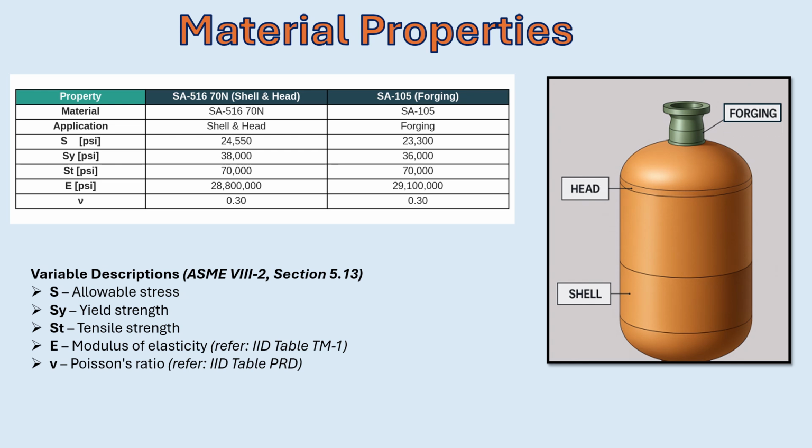Before starting, let's define the material properties and variables. The head and shell of the pressure vessel are made from SA516 material and the top forging is made from SA105. S is the allowable stress from Section 2D, Sy is the yield strength, St is the tensile strength, E is the modulus of elasticity from Section 2D table TM-1. Nu is the Poisson's ratio from Section 2D table PRD. These values form the basis for all stress checks.